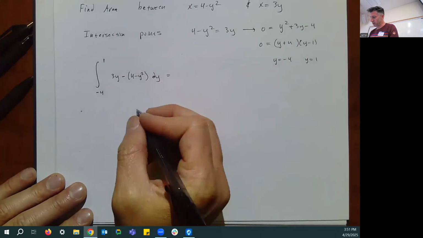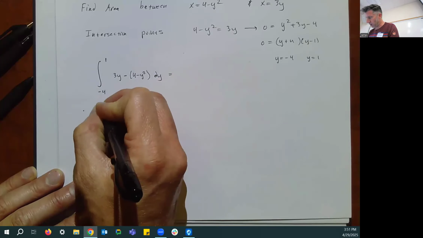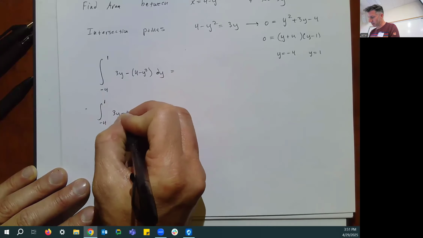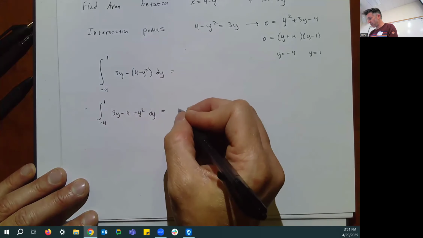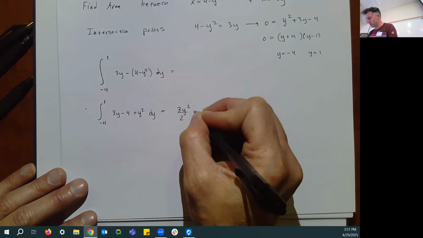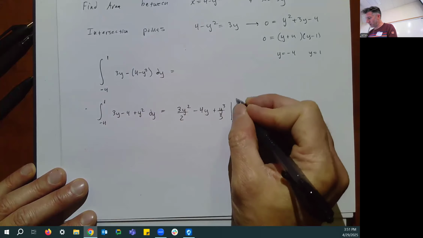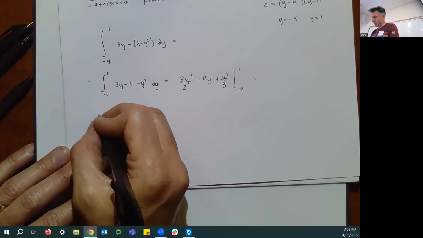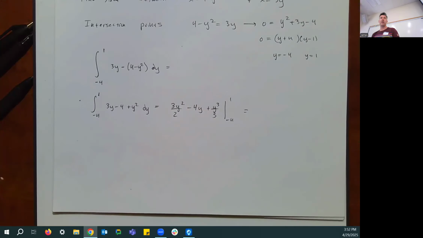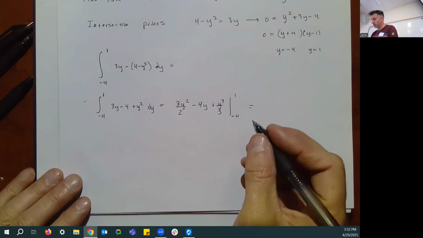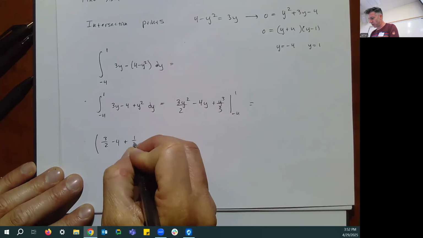So, okay, we're going to integrate. I'm going to distribute the minus sign first. So you get the integral from negative 4 to 1 of 3y minus 4 plus y squared. I don't really care that things are out of order. I integrate. I get 3y squared over 2 minus 4y plus y cubed over 3, evaluated from negative 4 to 1. I plug in. So plugging in 1, you should not be showing any work, in my opinion. If I plug in 1, I know 1 to any power is 1. So when I plug in the 1 part, I'm just going to get 3 halves minus 4 plus 1/3.